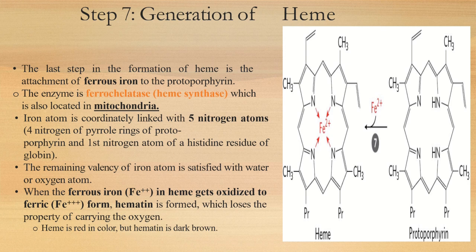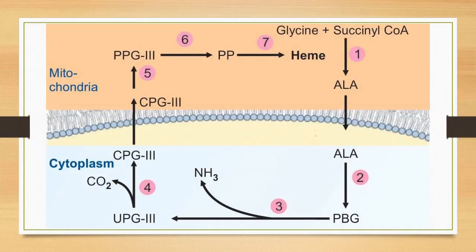When the ferrous ion in heme gets oxidized to ferric form, hematin is formed, which loses the property of carrying oxygen. Heme is red in color, but hematin is dark brown in color. This is the overall reaction of biosynthesis of heme.